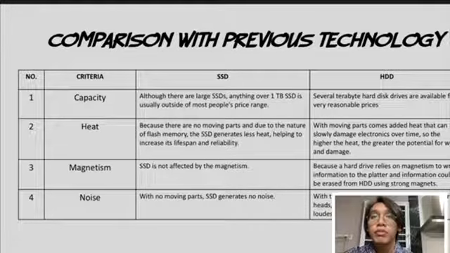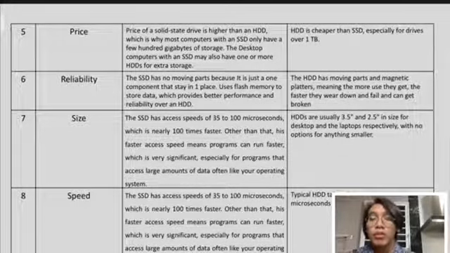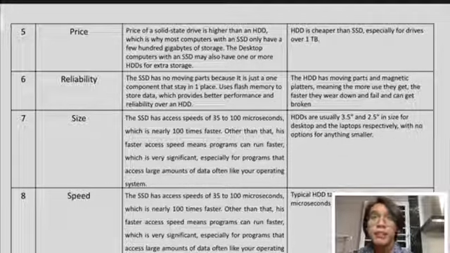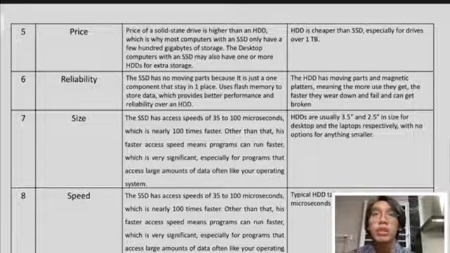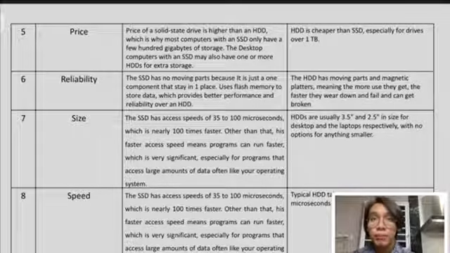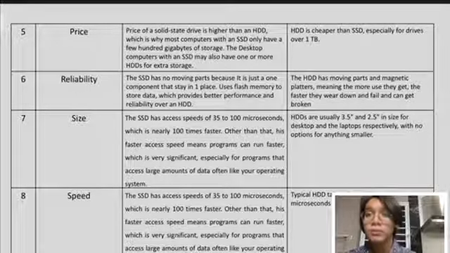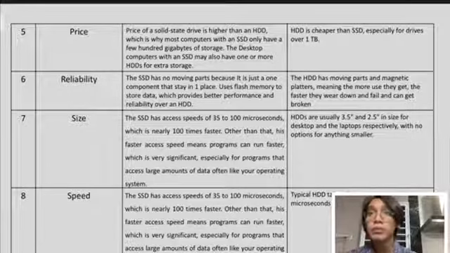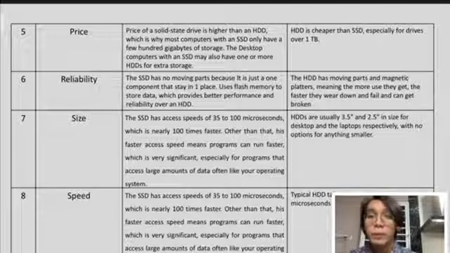So the fifth is price. The price of a solid state drive is higher than an HDD, which is why most computers with an SSD only have a few hundred gigabytes of storage. A desktop computer with an SSD may also have one or more HDDs for extra storage. The HDD is cheaper than SSD, especially for drives over 1 TB.